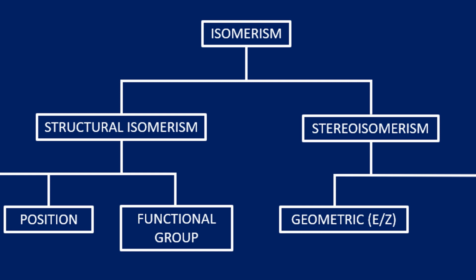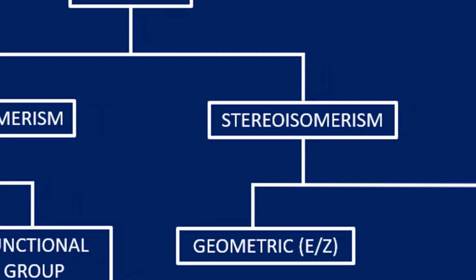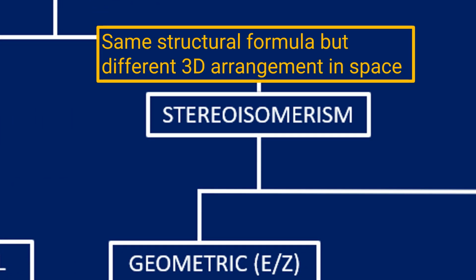So back to the beginning then. So we've covered the three types of structural isomer. We now need to look at the stereoisomerism. Definition for a stereoisomer: they have the same structural formula but different 3D arrangement in space.